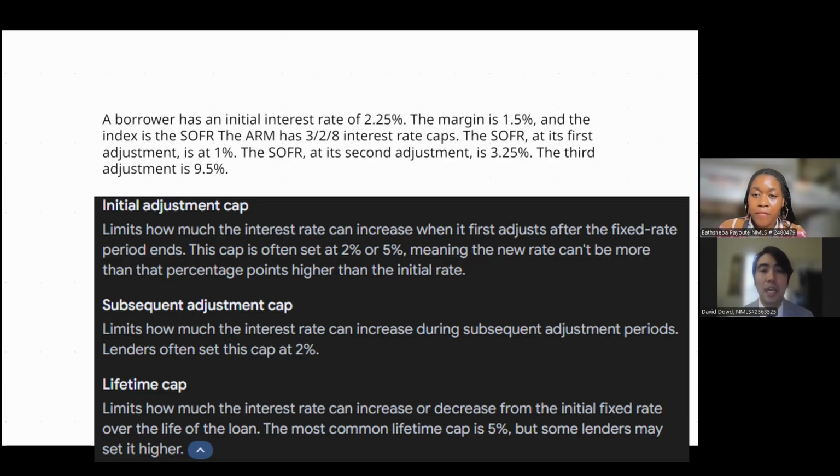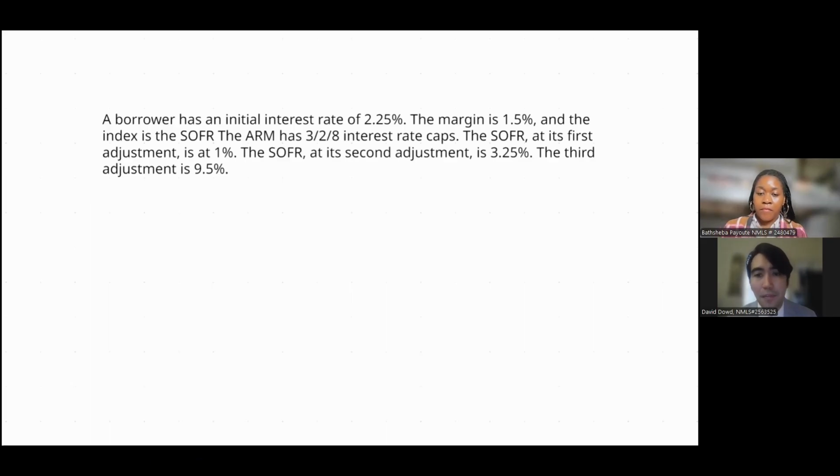So what we're going to do next is look at the math behind this in this example. The question it asks in the case study here is, what is the interest rate at the first adjustment, then the second, and then the third, as we were talking about earlier, right? And it reads, this ARM has interest rate caps of 3-2-8, just like we finished talking about. It says to solve this problem, we need to first look at what the interest rate is by adding the margin and the index.